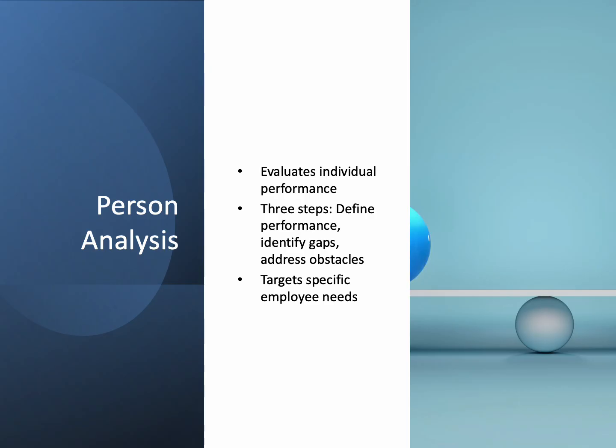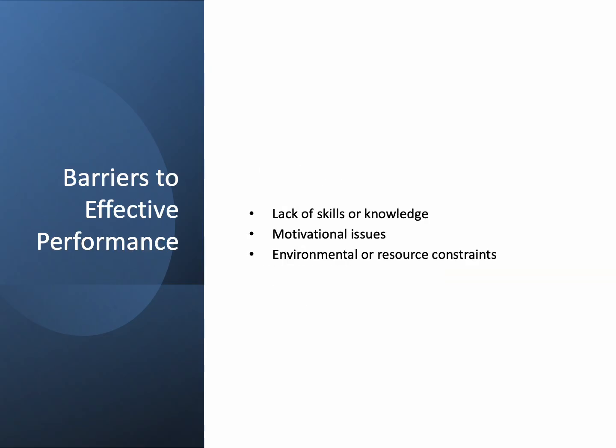As we discuss this, think about performance gaps you've observed in your field. Person analysis is critical in roles requiring individualized skills, like teaching or customer service, ensuring employees meet performance standards and contribute to organizational goals. Barriers to effective performance include lack of skills or knowledge, motivational issues, and environmental or resource constraints. For example, an employee may underperform due to inadequate training, low motivation, or lack of tools. Identifying these barriers during needs analysis ensures training addresses the root causes.